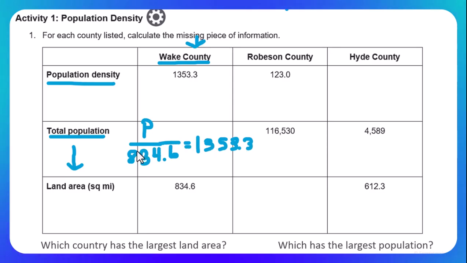Now I'm solving for P. So to solve for P, you need to multiply both sides by, let me adjust my pen a little bit, not quite as large. All right, I need to multiply both sides by 834.6. All right, pause the video, put that into your calculator, and then come back.